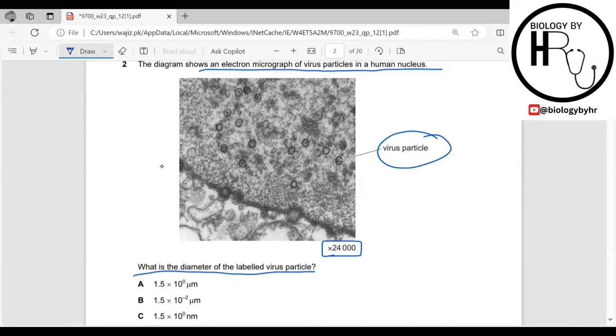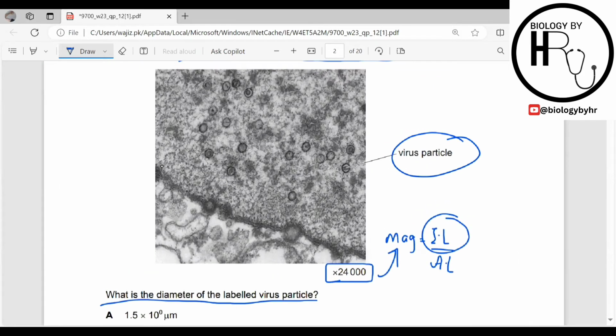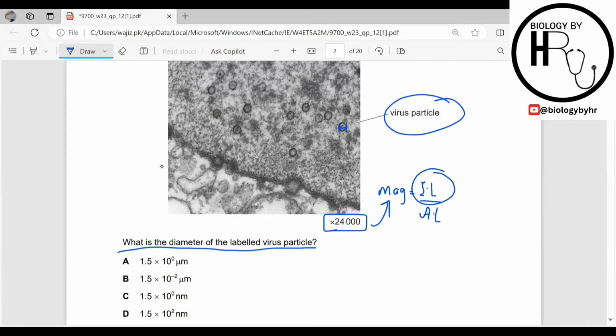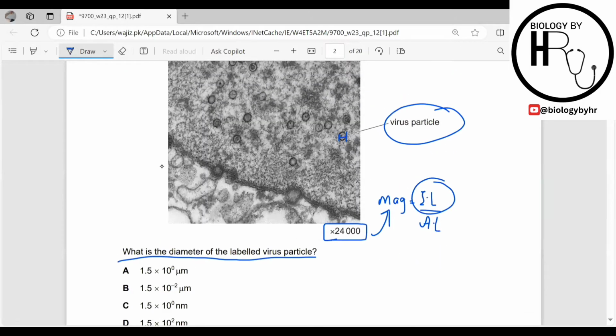We have been given the magnification in the question and they are asking us to calculate the diameter of the labeled virus particle. So can we apply the formula: magnification is equal to image length divided by actual length? The magnification is given to us as 24,000. How are we going to calculate the image length? Simply we are going to take a scale and measure the image length. They are asking us to calculate the diameter, so for the diameter we are going to measure this length of the virus. Whatever the answer comes to, you are going to write it over here.